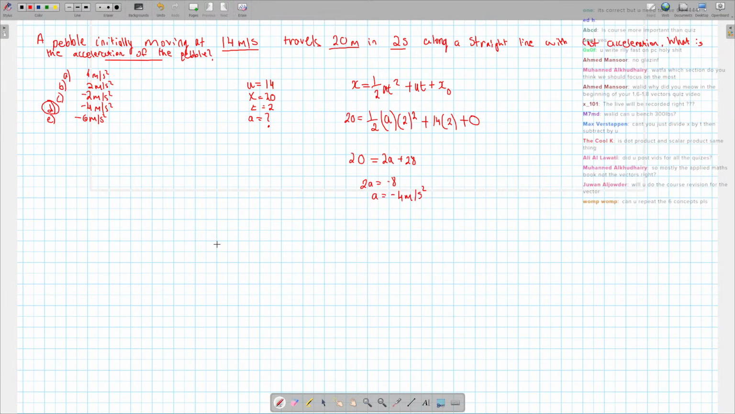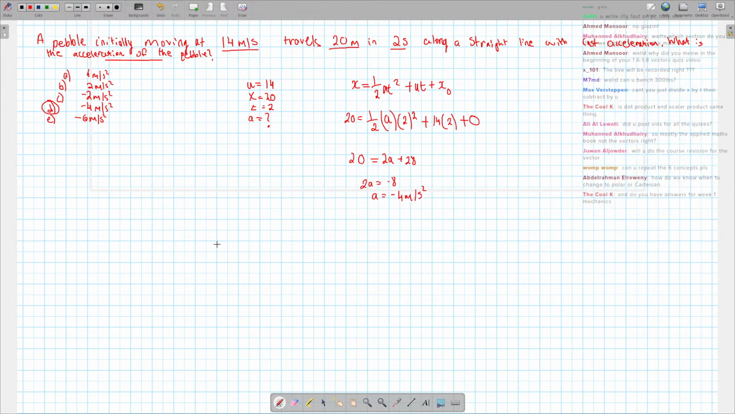No, no, no, no, no. I didn't say anything. Both books will come. Both books, vectors and applied math. Both of them will come. Okay. Week 1 mechanics I don't have. Repeat the 6 concepts. It's not only these 6. But the VT graphs, UARM formulas, the area under the graph, dot products, unit vectors, and the magnitude of vectors. Will I do course revision for vector? No.